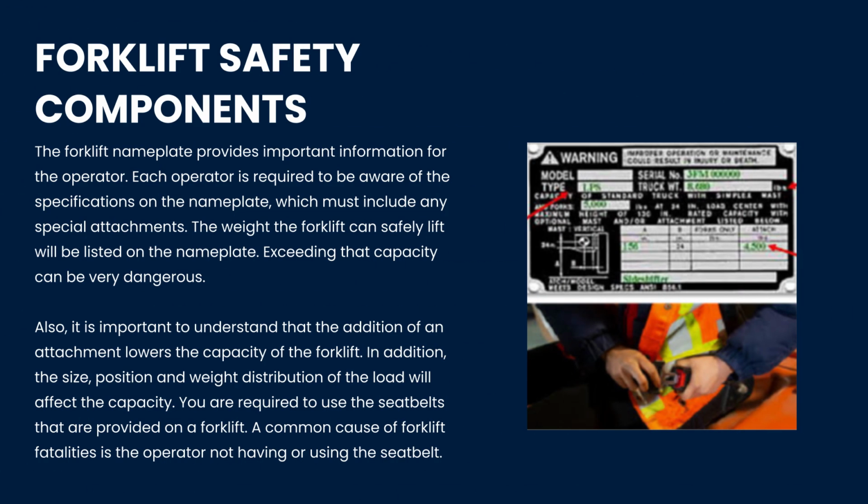The forklift nameplate provides important information the operator must understand, including the specifications of the truck and any approved attachments. The nameplate also lists the maximum weight the forklift can safely lift, and exceeding that capacity can be extremely dangerous. Operators also need to remember that adding an attachment lowers the forklift's capacity and that load size, position, and weight distribution all affect safe lifting. Seatbelts must always be used, since a common cause of forklift fatalities is the operator failing to wear one.